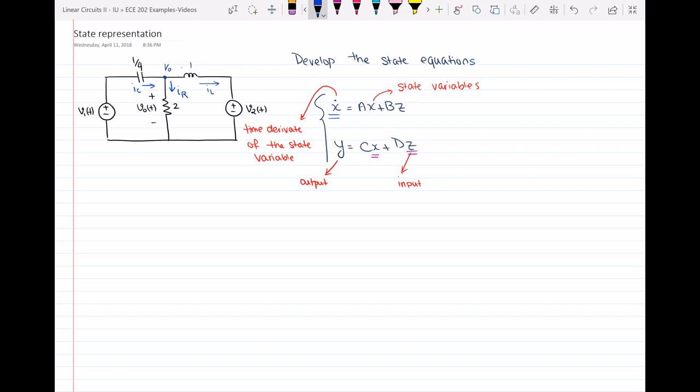What I mean is that we know the current passing through the capacitor is C dVc over dt, the time derivative of the voltage across the capacitor, and VL, which is the voltage across the inductor, is L dIL over dt. So the variables that we have access to their time derivative are Vc and IL. So I can say that my state variables are IL and Vc. X dot is dIL over dt and dVc over dt. So what I have to do here is to find the equation for dIL over dt and dVc over dt.